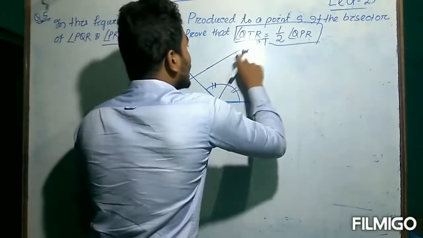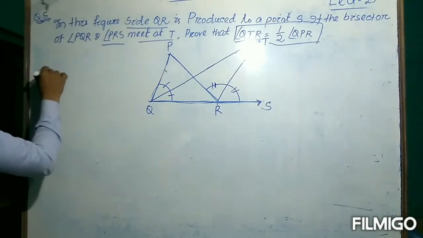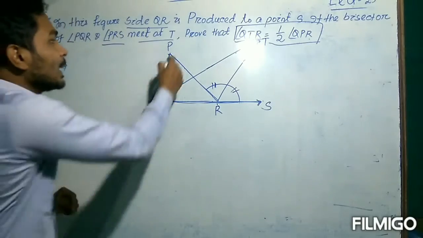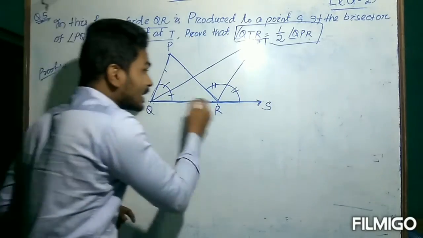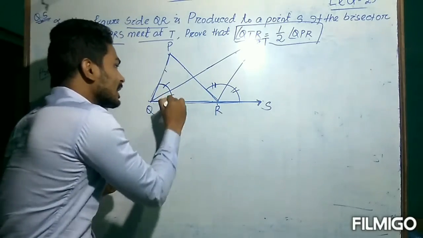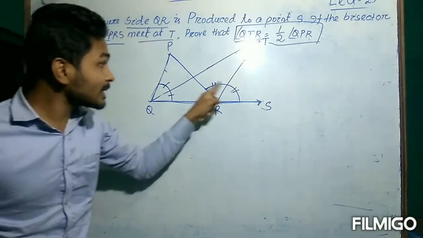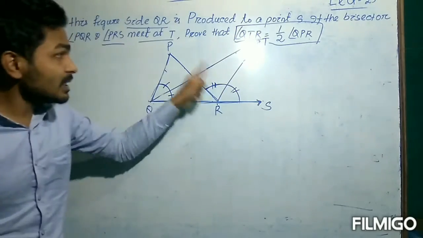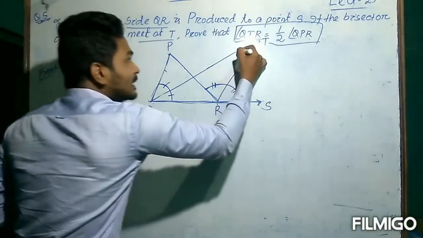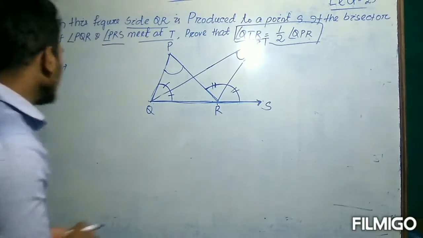Now let us prove it. First of all, you can easily understand the data given in the question. It is given that PQR is a triangle. This side is produced to the point S. Now there are two angles, this angle and this angle. We find the angle bisector of each, and these two angle bisectors meet each other at a point T. Then we have to prove that this angle is half of this angle. So let us prove.